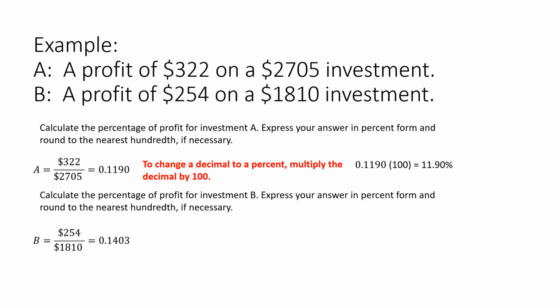And so I'm going to take the profit of 254 and I'm going to divide it by the total investment amount of 1,810, and I get my decimal of 0.1403. But that's not how I want my answer. I want it to be in percent form. So to change a decimal to a percent, I'm going to multiply that decimal by 100, and then I'm going to end up getting 14.03%. So if we were comparing the two investments, investment B would be the better option since it's got a higher percentage for the profit.